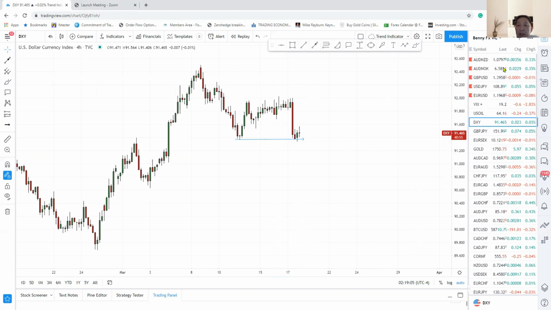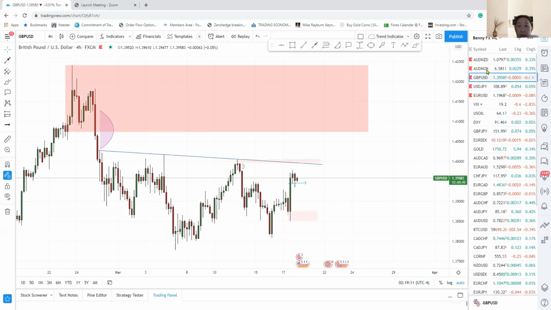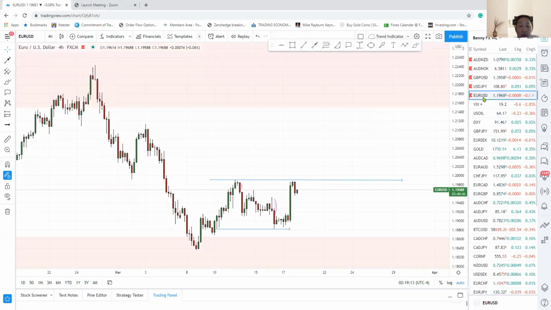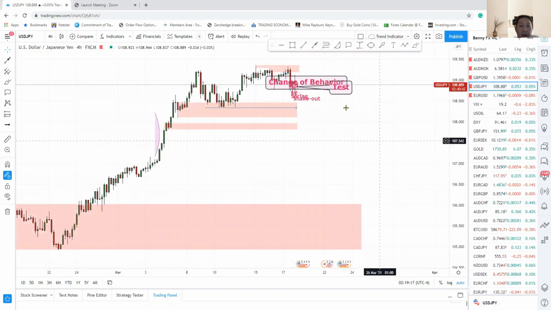Now, if the dollar moves higher, in other words, I will expect the pound dollar to move lower, and euro dollar to move lower as well. And dollar yen, of course, is to move higher. I'll come back to that later.